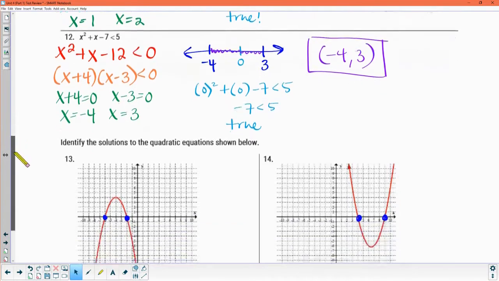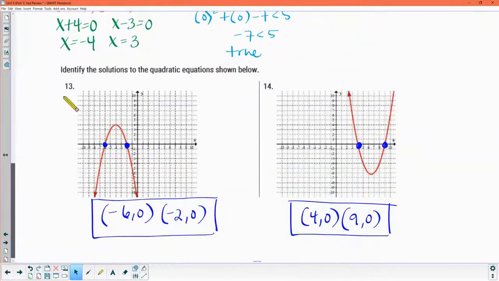13 and 14, super, super easy. If you are looking for solutions, roots, x-intercepts, zeros, you are looking for where your graph crosses the x-axis. So for number 13, it's at negative 6, 0 and negative 2, 0. And for 14, it's at 4, 0 and 9, 0. Make sure you write your answer to these types of problems as a coordinate point, as an ordered pair. Otherwise, you will not get full credit.